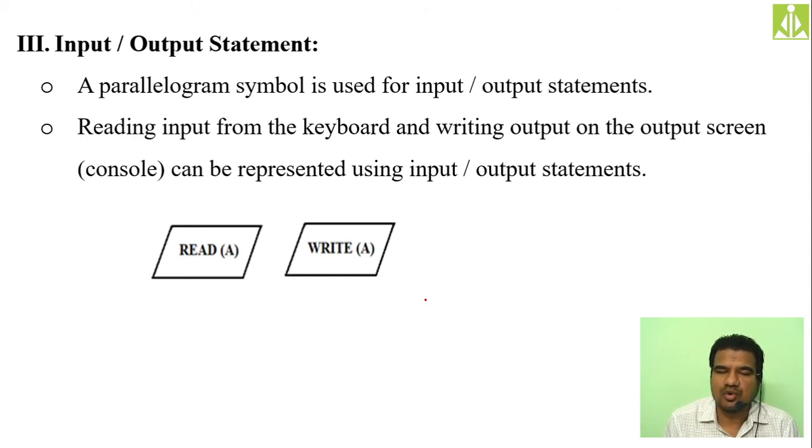Likewise, we can put two parallelograms inside our flowchart. Then if you are outputting, printing some value on the output screen, use the same parallelogram but with the write statement in it. Now we are performing the writing operation, so use the write statement inside that parallelogram. Hopefully you understood. This is how we perform the input output statement inside your flowchart.